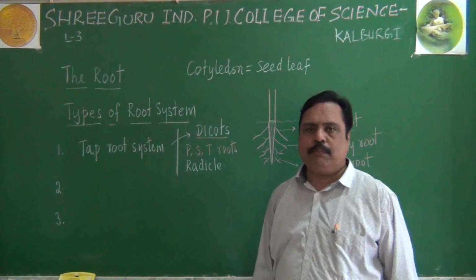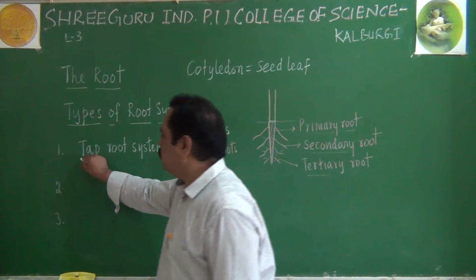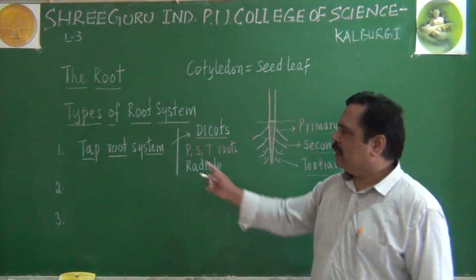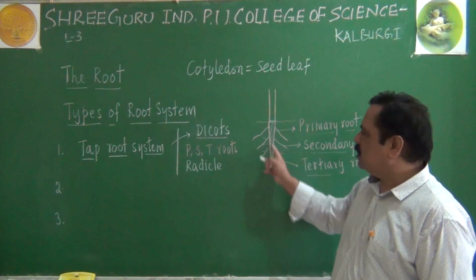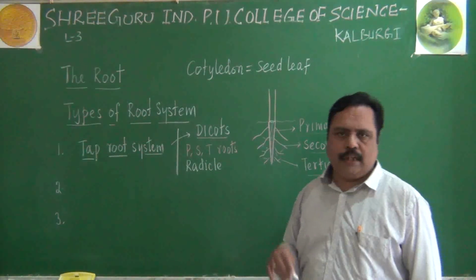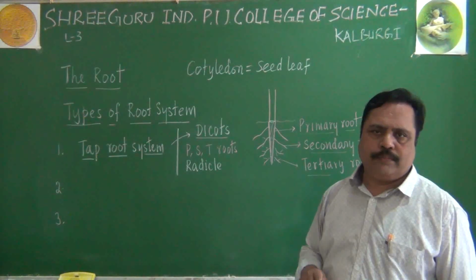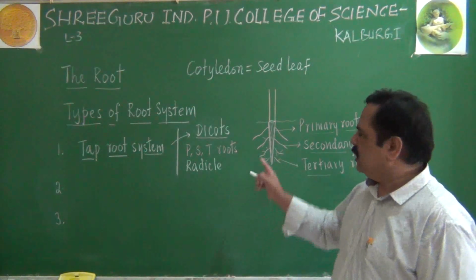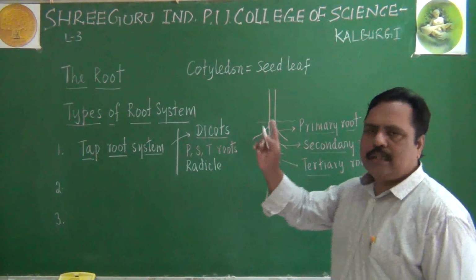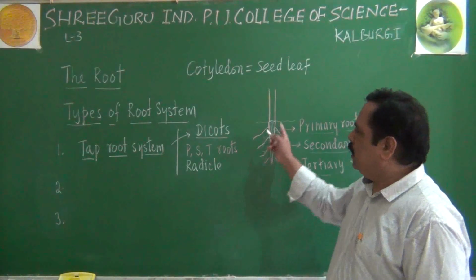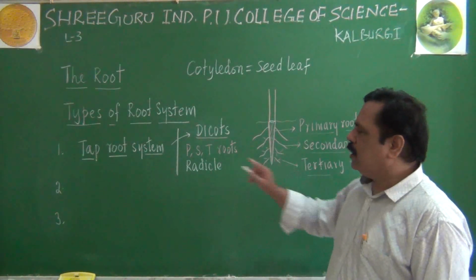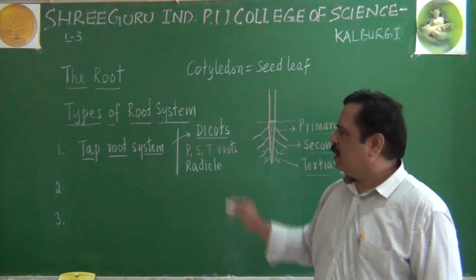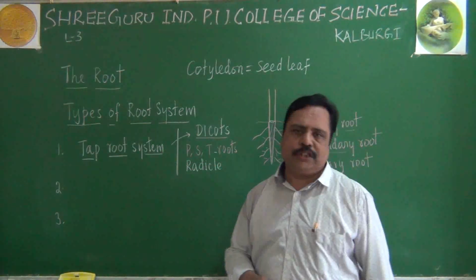3-4 points you have to remember. First, taproot system can be found in dicots mainly. Second, there will be an extension of the stem into the soil, called the primary root. The primary root will produce branches called secondary roots, and secondary roots will produce branches called tertiary roots. So in a root system, if we are able to differentiate primary, secondary and tertiary roots, it is called taproot system.